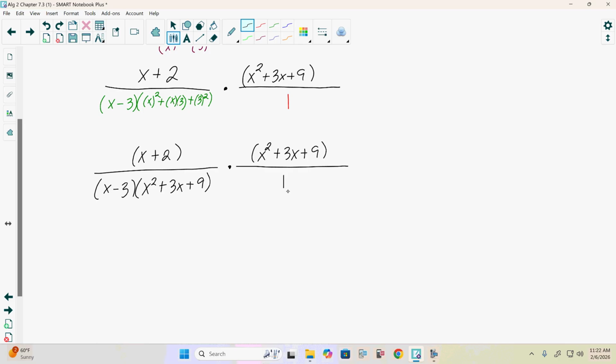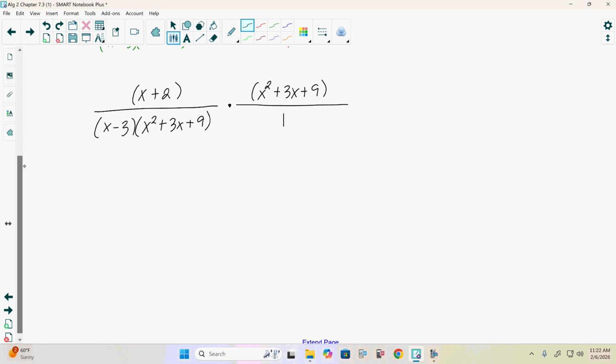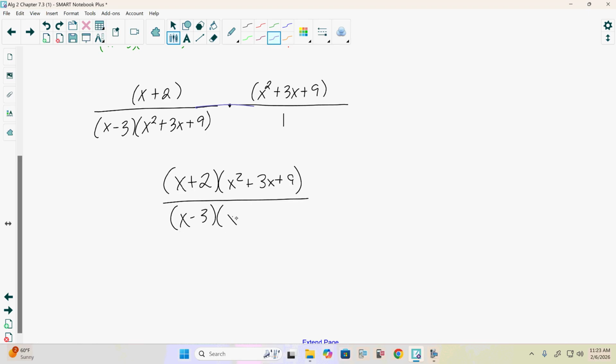Now we need to multiply them together, yes? And then we can simplify. Well, when we multiply them together, really what are we doing? We're just joining the tops with the tops, bottoms with the bottoms, yes? I mean, that's one way to do it. Or we can just say x plus 2 times x squared plus 3x plus 9 over x minus 3 times x squared plus 3x plus 9.